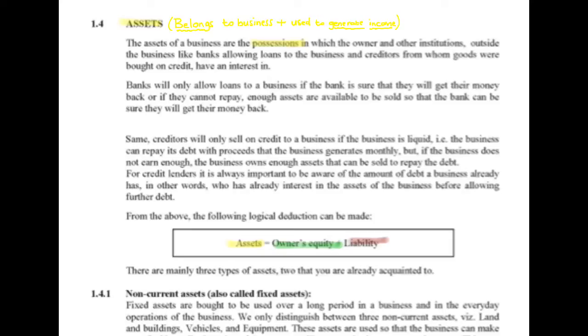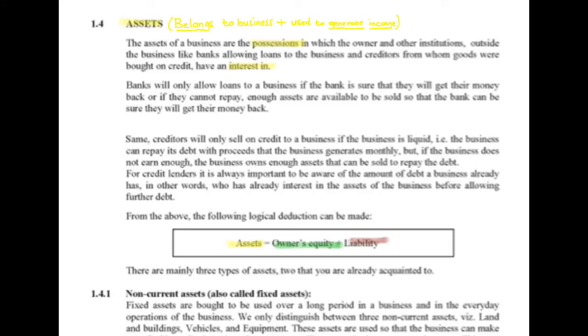Assets of a business are the possessions in which the owner and other institutions outside of the business, like banks who allowed loans to the business and creditors from whom goods were bought on credit, have an interest in. Banks will only allow loans to a business if the bank is sure they will get their money back, or if they cannot repay, that there are enough assets available to be sold so that the bank can be sure they will get the money back.